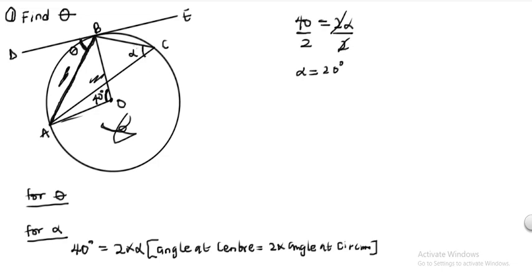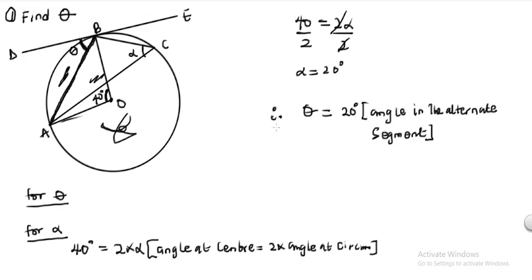Now, since I know my value of alpha, I can quickly get my value of theta here. Therefore, theta is equal to 20 degrees, and the reason for that is angle in the alternate segment. So that's it for this question. Let's go to the next example. Anytime you see a question, my advice to you is to start from where the theta is, or the given value you're looking for is, and try to relate it to other parts of the circle. Okay, so let's move into the next example.